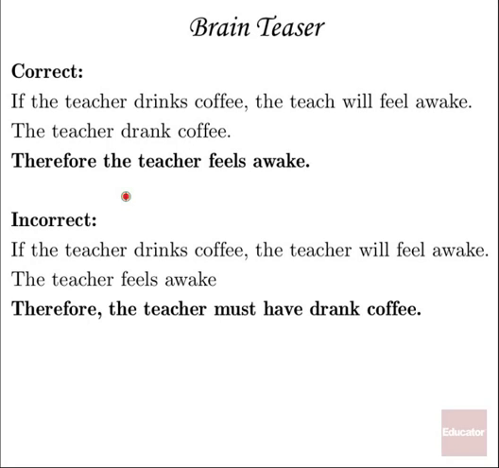First, if the teacher drinks coffee, the teacher will feel awake. Cause, effect. The teacher drank coffee. Therefore, the teacher feels awake. This one is correct. That makes sense. I like that one. If the teacher drinks coffee, cause, the teacher will feel awake. Effect. The teacher feels awake. Therefore, the teacher must have drank coffee.